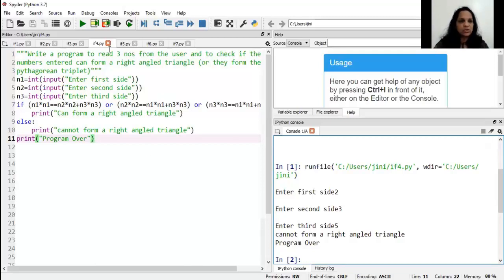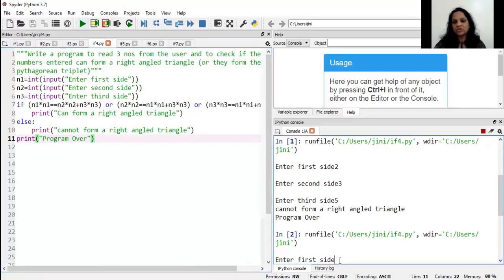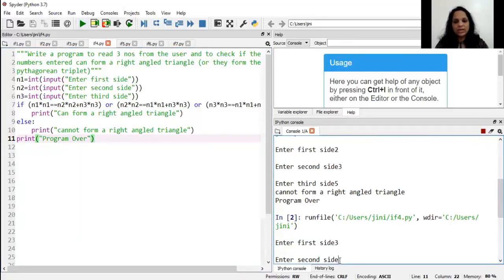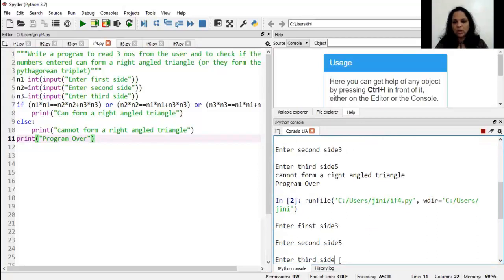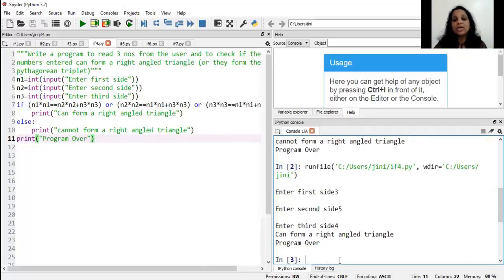Let me run the program once again, because remember, 2 square is 4, 3 square is 9, and 9 plus 4 is not equal to 25. Correct, I was mistaken. It is 3, 4, 5, which can form a right angle triangle. So I write 3 and I write 5, hypotenuse in between, and 4. It need not be 3, 5, 4, because we are checking all possible conditions. It gives you a message, can form a right angle triangle, and program over.